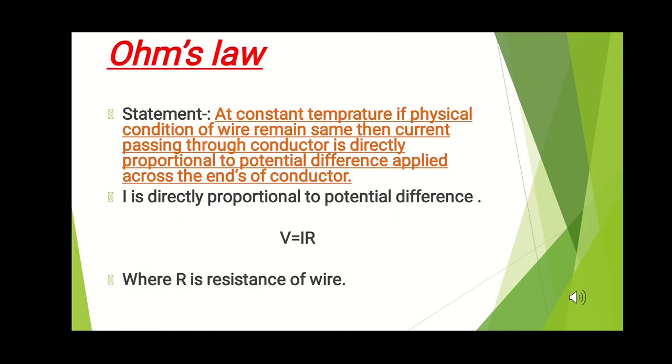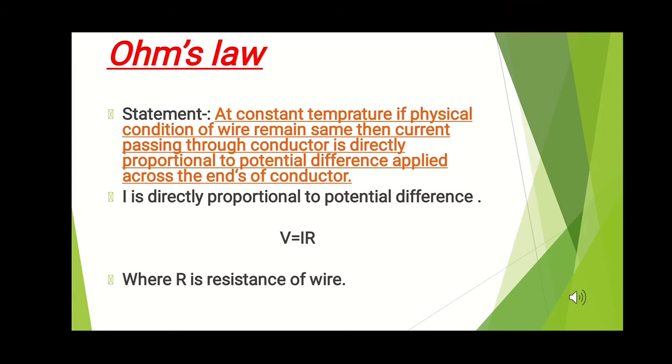The next important derivation of this chapter on current electricity is Ohm's law. The first important point is the statement of Ohm's law, so I will read it. The statement is that at constant temperature, if the physical condition of the wire remains the same, then the current passing through the conductor is directly proportional to the potential difference applied across the ends of the conductor.